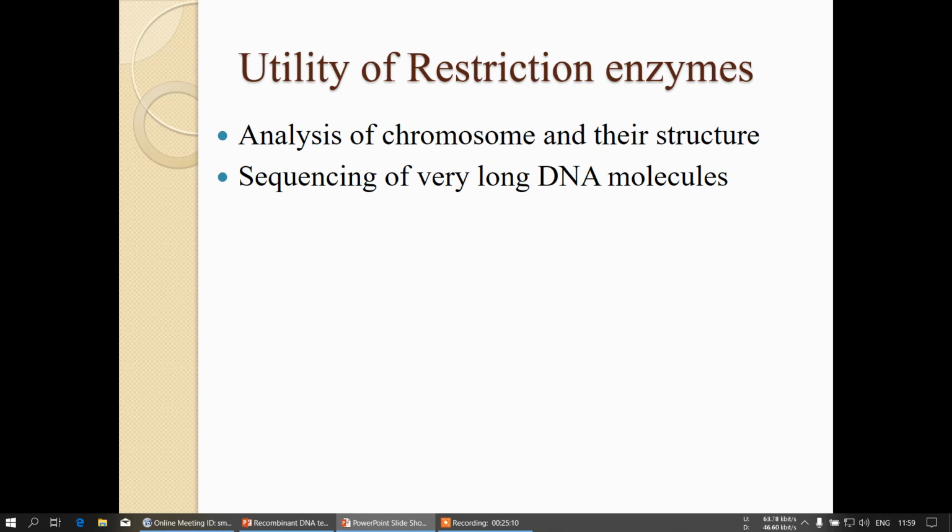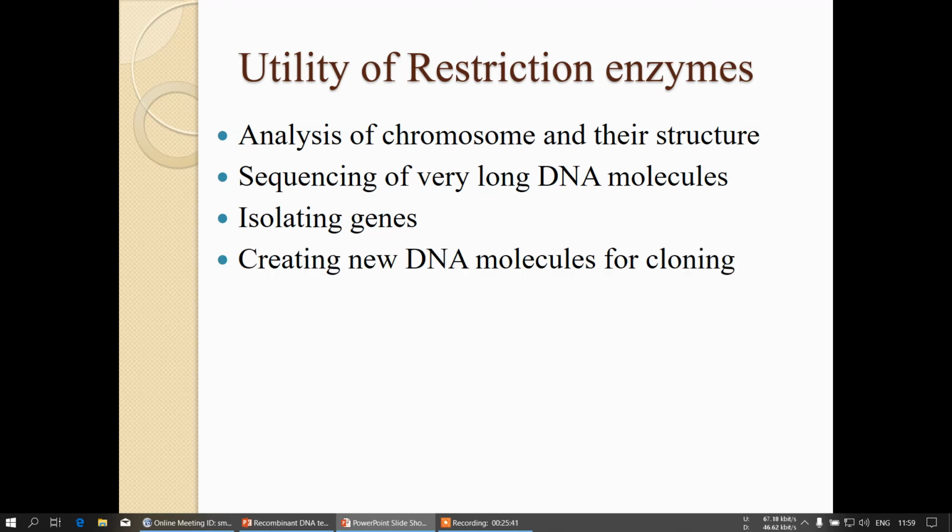Then if we want to sequence a very large DNA molecule, we can also use this restriction endonuclease enzyme to isolate certain genes. Like in recombinant DNA technology, if we want to isolate a specific gene, suppose the insulin gene, then the specific restriction endonuclease enzyme is used, and it will produce the cut around that particular gene of interest only, so we can isolate our gene of interest.